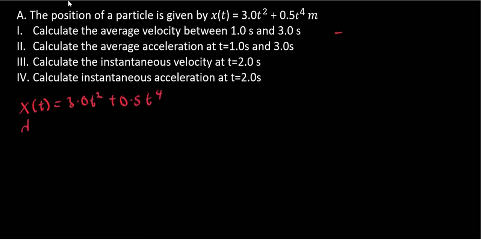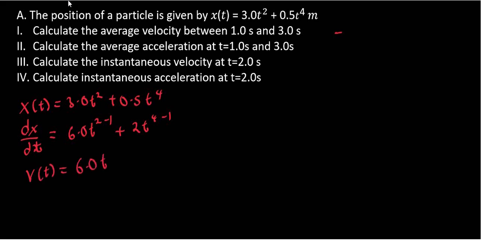So let's differentiate this one. It will be dx over dt. Then 2 times 3, it will be 6.0, then t to the power 2 minus 1. 4 times 0.5, it will be 2, then t to the power 4 minus 1. So after differentiating the displacement equation, I'll have the velocity equation, which is 6.0 t, plus 2 t to the power 3.